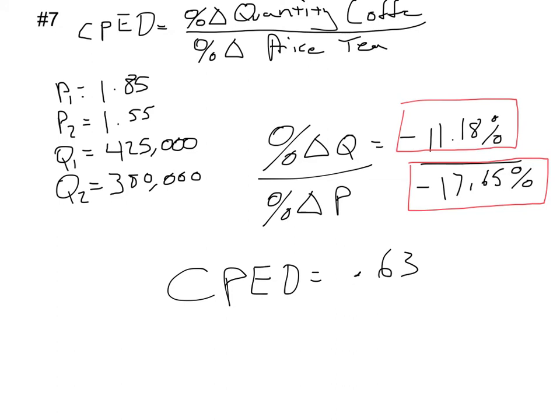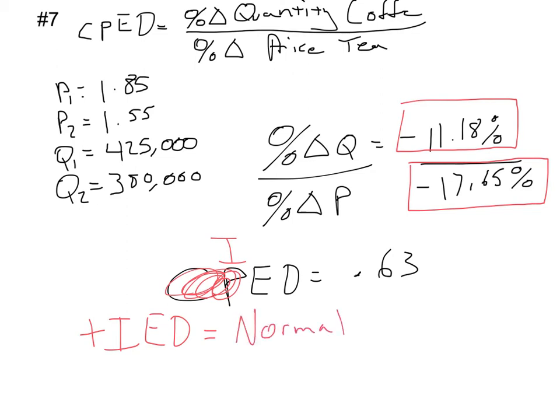Whenever we see a positive income elasticity of demand, I just noticed I wrote CPED here, and it should have been income elasticity. Whenever we see a positive income elasticity of demand, that is indicative of a normal good. When we see a negative income elasticity of demand, that would be an inferior product.